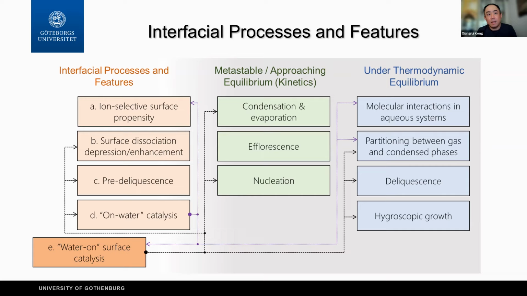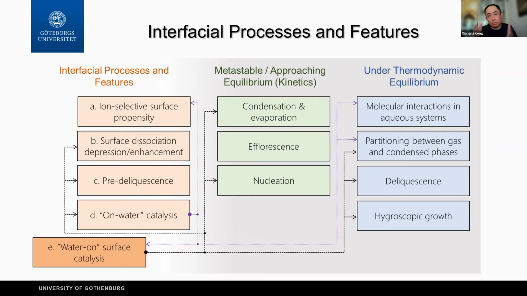But in this talk, I want to emphasize these interfacial processes and features on the left-hand side. There are four independent topics about this regime, A, B, C, D. For instance, A is ion selective surface propensity. This means if you have a mixture of ions in your aqueous system, on the surface the proportion of different ions can be different compared to what you have in the bulk.